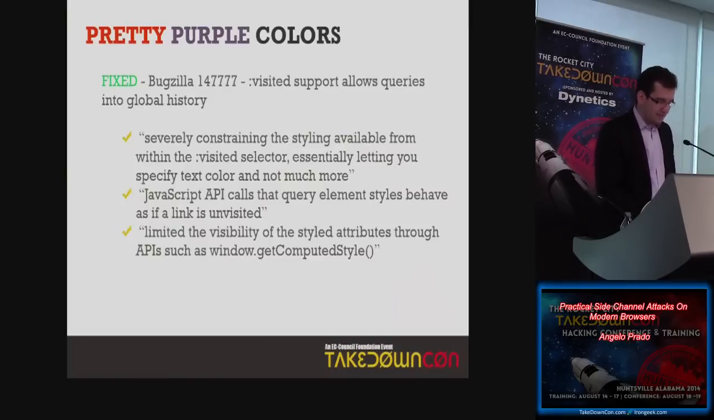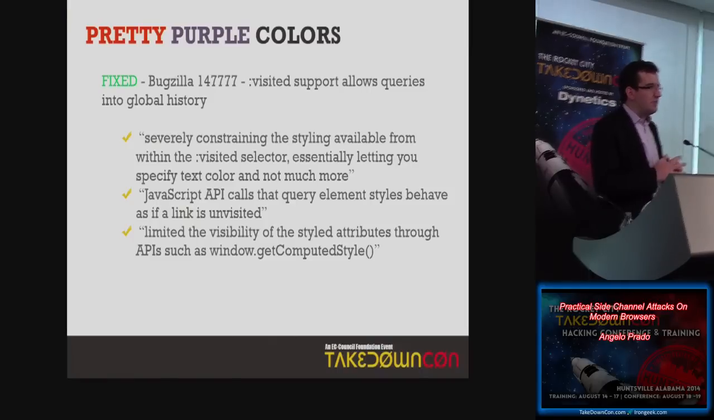Mozilla fixed it, and what they did is they constrained the styling available for the visited selector. Essentially, you can only specify the color. Not only that, but when you query via JavaScript what the computed style or computed color of a given link is, the browser will lie to you and say, no, this color is totally blue, when it's actually purple, because we don't want you to know if it was visited or not.